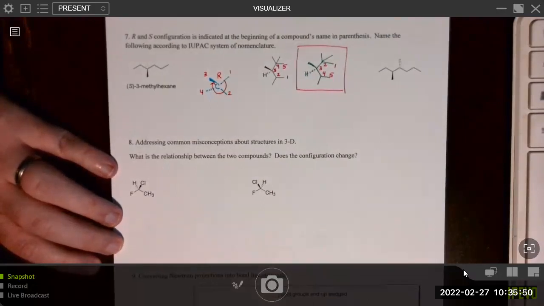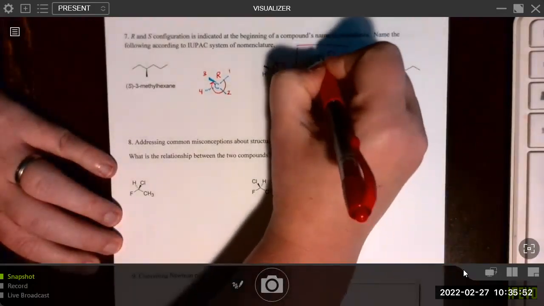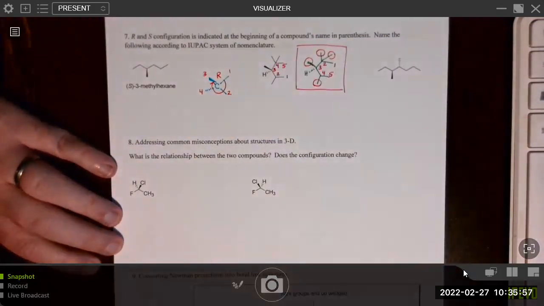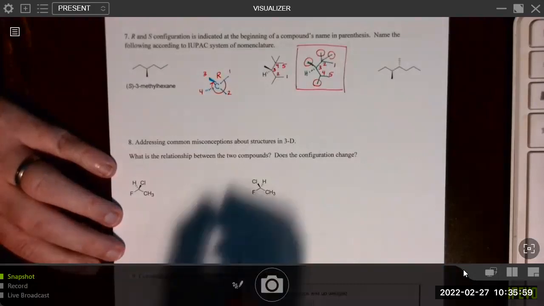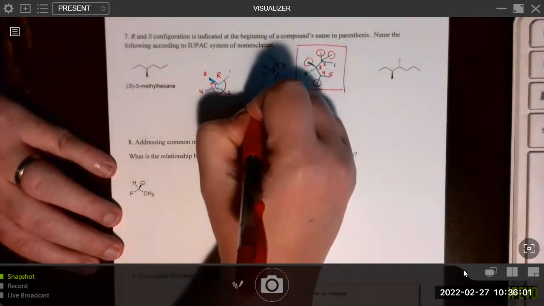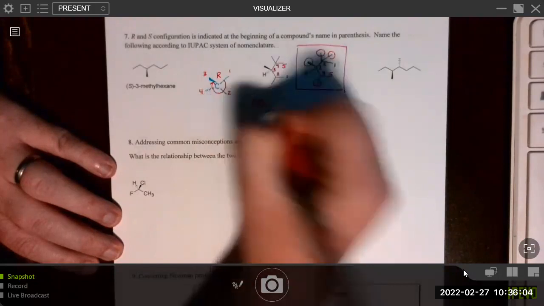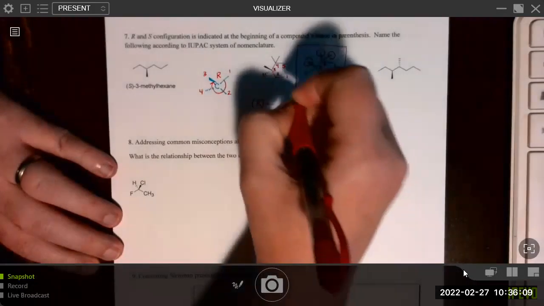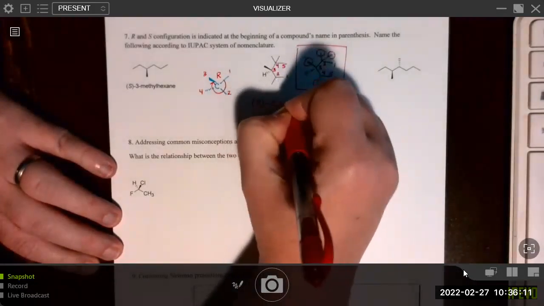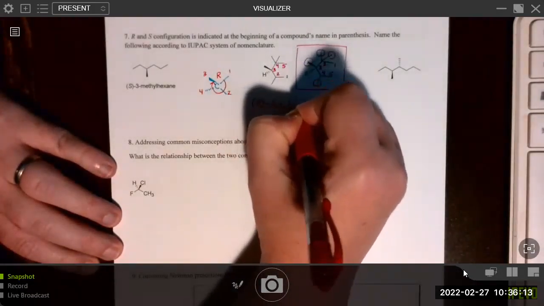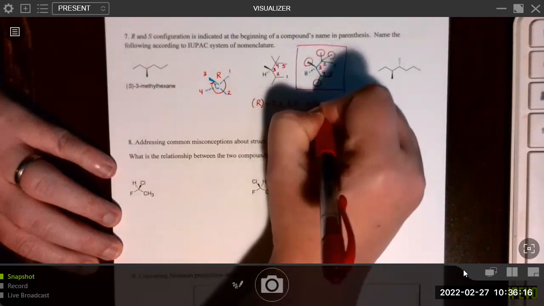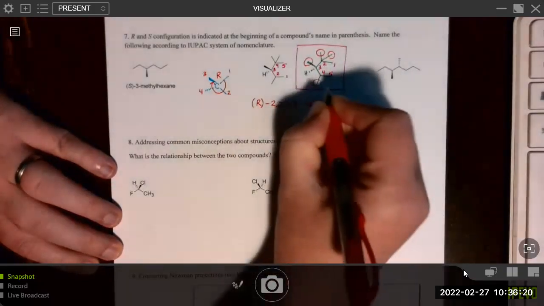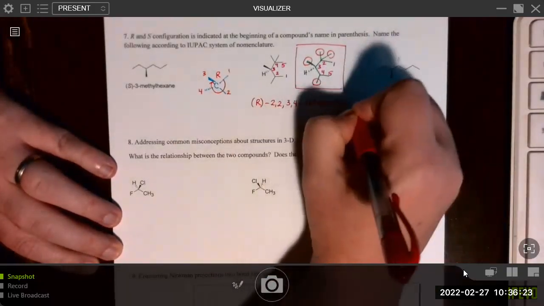All right, so then substituents are methyl, methyl, methyl, and methyl. It looks like there's 4 different methyls. So putting this all together, we have R in parentheses, dash, and there's 4 methyls. So we have 2, comma 2, comma 3, comma 4, tetramethyl. And then the parent, which is pentane.